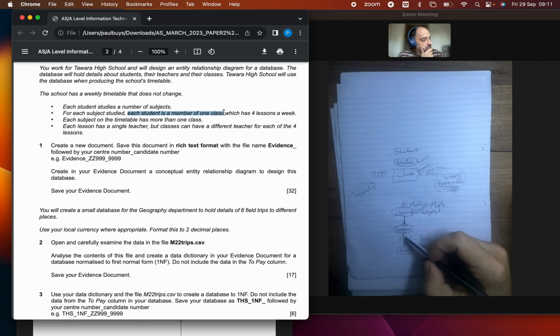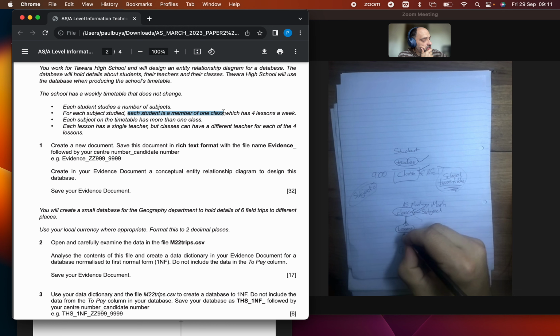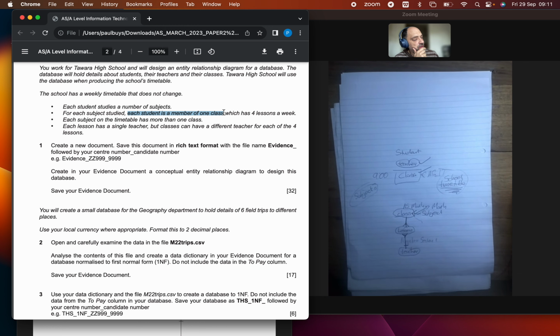So then how does it connect to lesson? A teacher can have multiple lessons, obviously. That seems pretty obvious to me. All right.